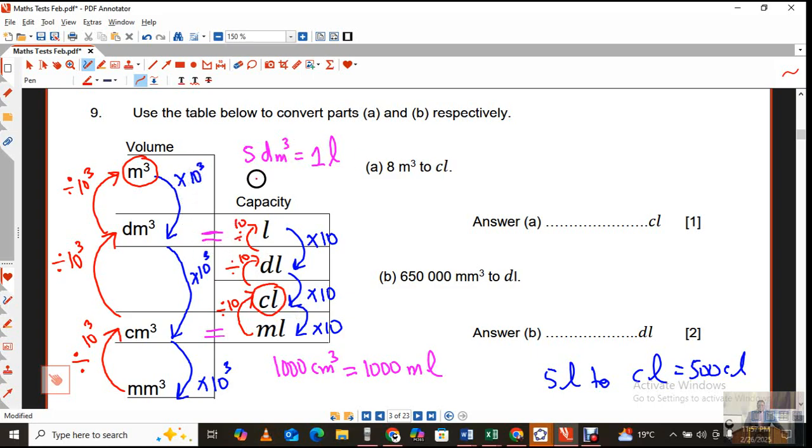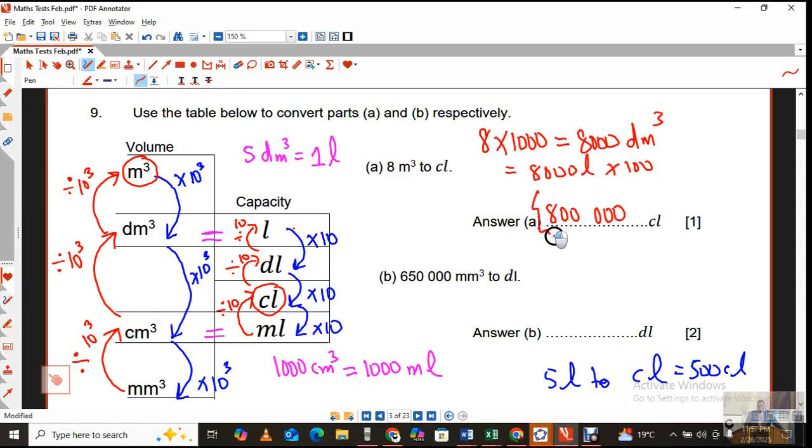So I'm going to say, okay, to go from cubic meters to where the capacities are equal, I'm going to multiply by 1,000. So I'm going to say 8 times 1,000. So where that brings me, it brings me to 8,000, but that is now cubic decimeters, which is also equal to 8,000 liters. Now, if I'm at liters and I need to go to centiliters, I must multiply by 10 times 10, which means I must now multiply by 100.